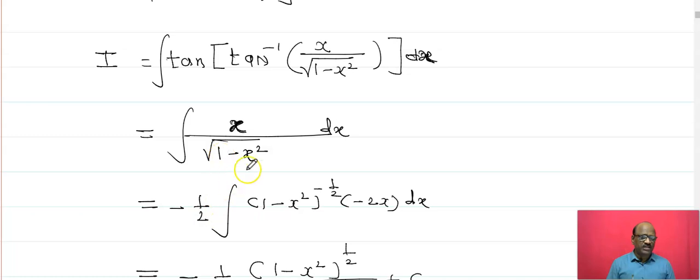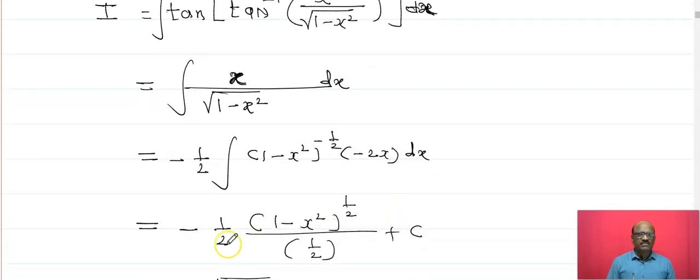What is the derivative of 1 minus x square? The derivative of 1 minus x square is minus 2x. Therefore here minus 2x is not present, therefore I adjust minus 1 upon 2 integral in bracket 1 minus x square bracket raised to minus 1 upon 2 in bracket minus 2x into dx. Therefore minus 1 upon 2. What about the integral of 1 minus x square bracket raised to minus 1 upon 2?